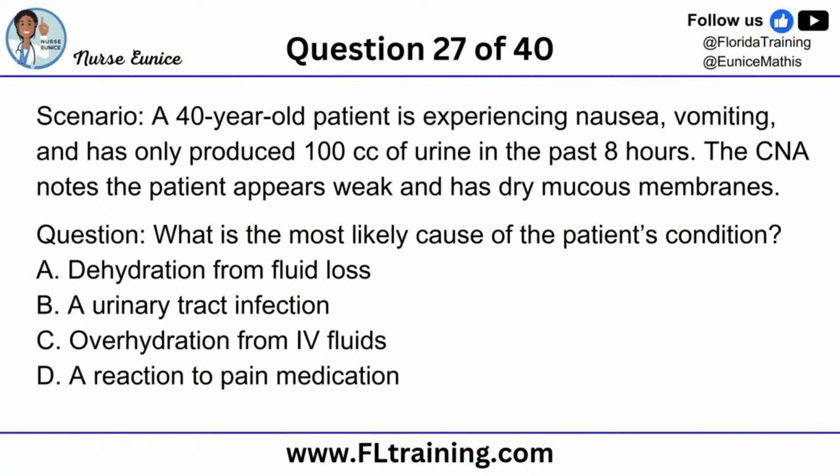Question number 27. A 40-year-old patient is experiencing nausea, vomiting, and has only produced 100 cc's of urine in the past 8 hours. The CNA notes that the patient appears weak and has dry mucous membranes. Question: what is the most likely cause of this patient's condition? A, dehydration from fluid loss. B, a urinary tract infection. C, overhydration from IV fluids. Or D, a reaction to pain medication.